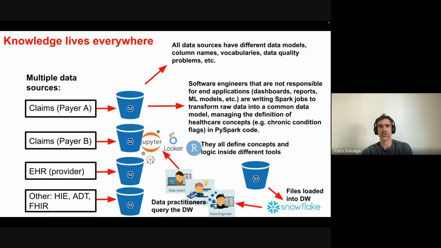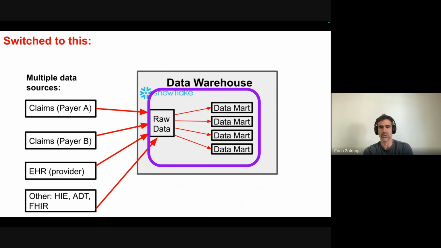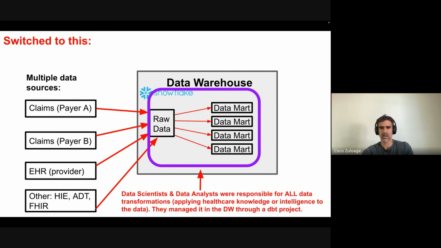Instead, we later switched to this. We basically threw all our Spark jobs in the garbage can. We restarted. We built a data platform with a single data warehouse. And we brought in all our raw data in its raw form into the single data warehouse. And then data scientists and data analysts were responsible for all data transformations, starting from the raw data. These were the people who were in touch with the end applications of the data, who were most familiar with the concepts that needed to be defined for their projects. And so they were owning all data transformation.